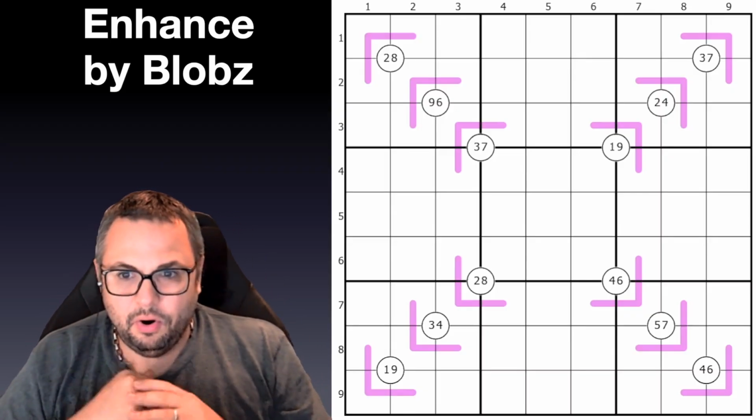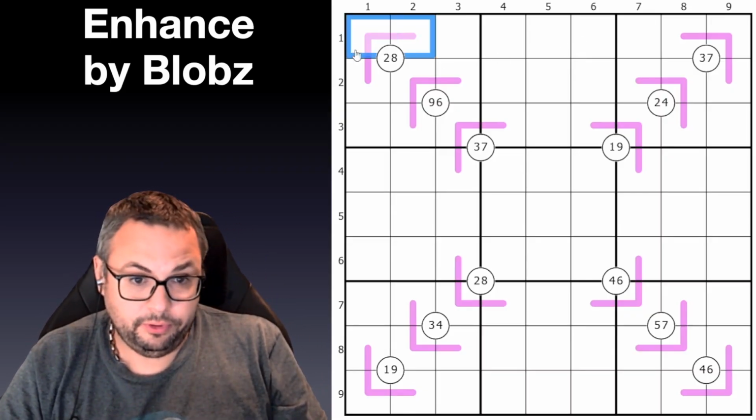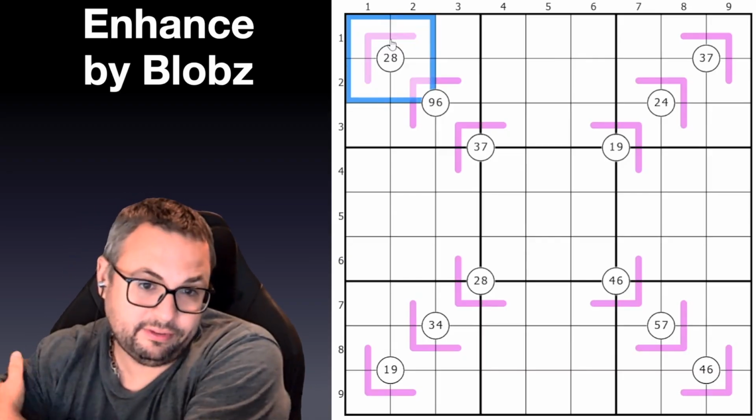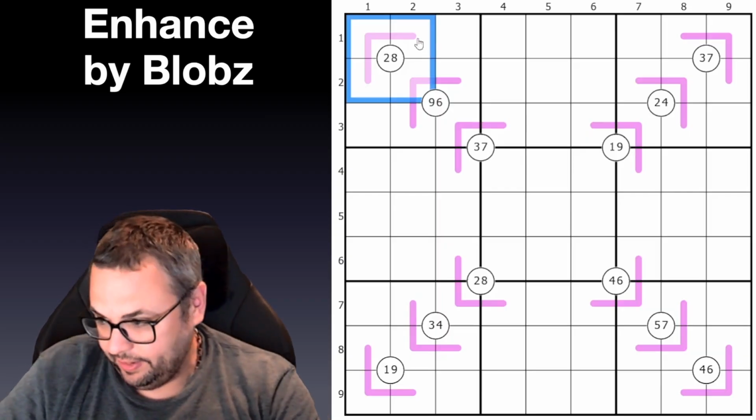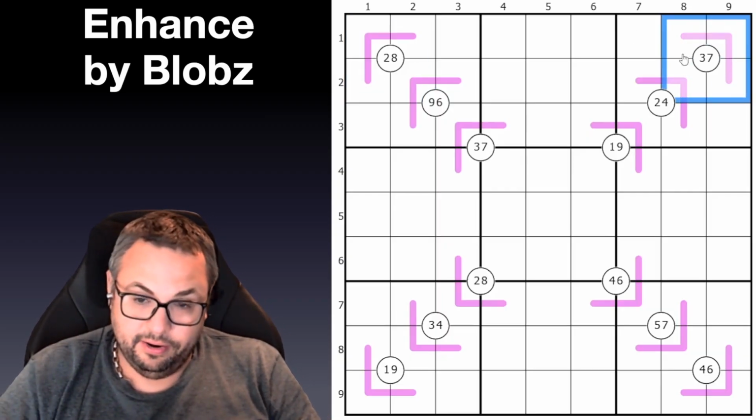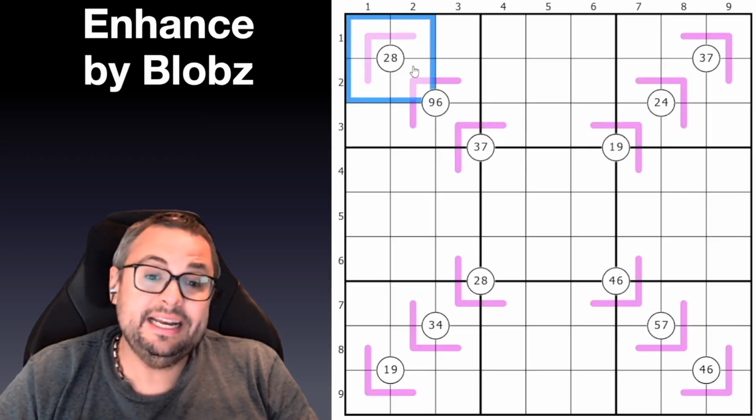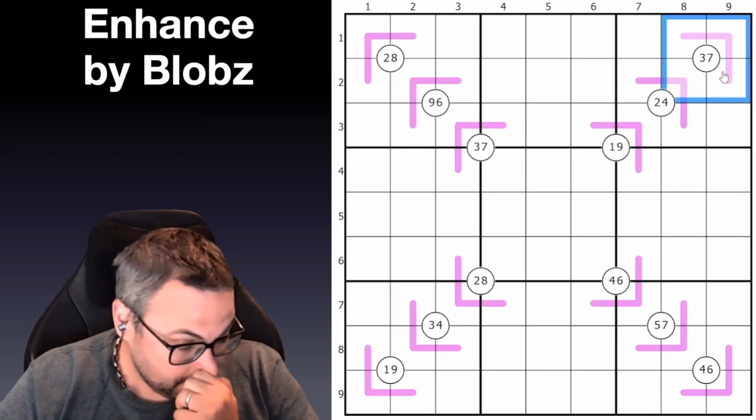So let's go over the rules. We have quadruples, which say that each digit in the quadruple, so that's this 2-8 thing, has to appear somewhere around it. So there's a 2 or an 8 in these 4 cells. There's a 3 or a 7, and there's a 2 and an 8. There's a 3 and a 7 here.